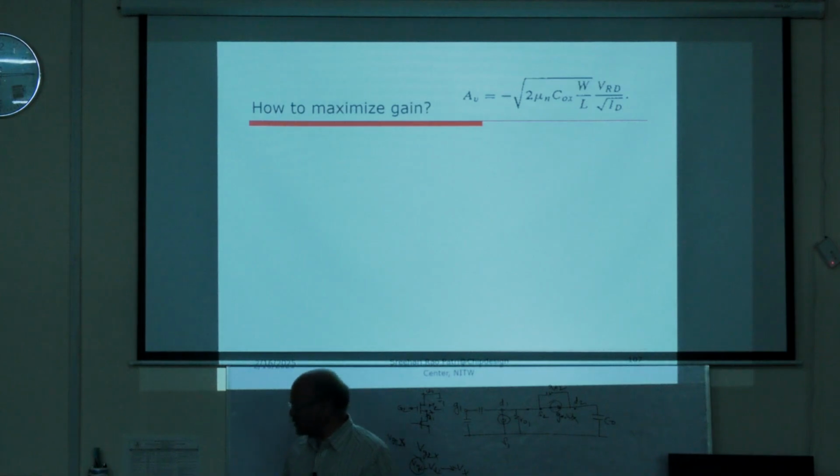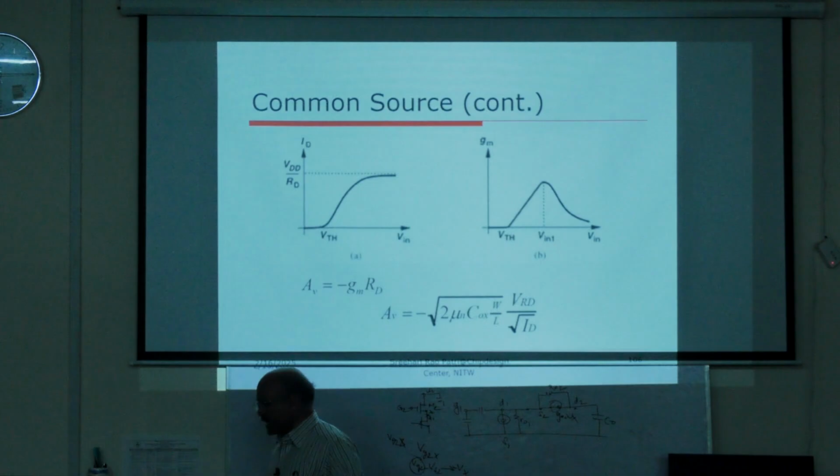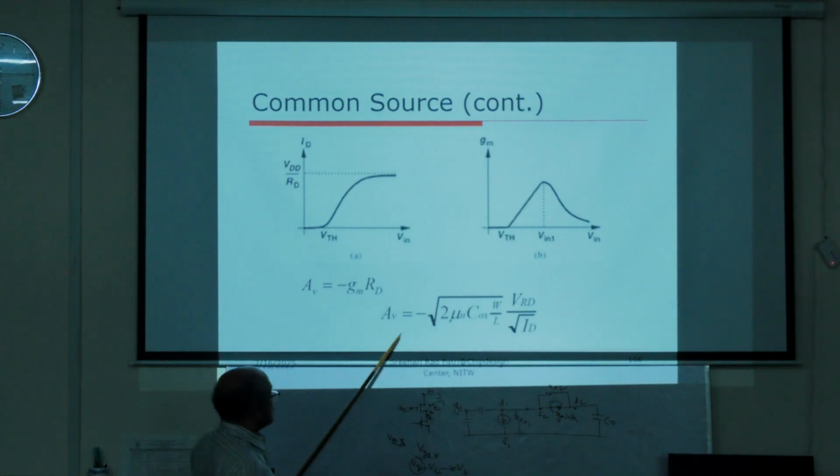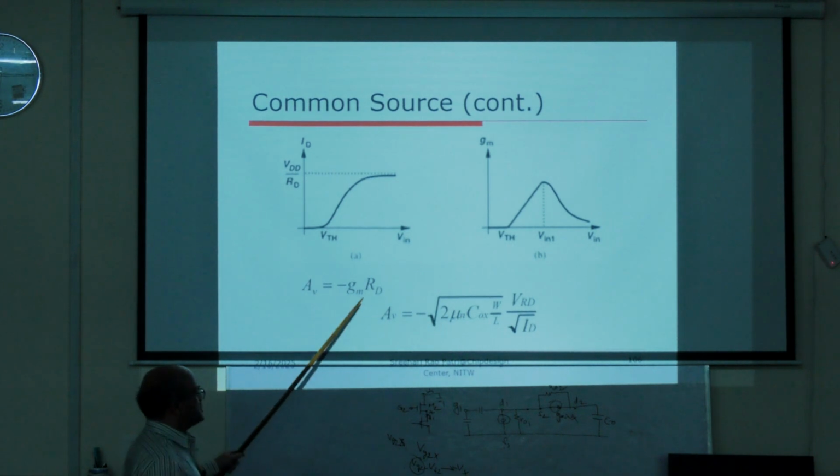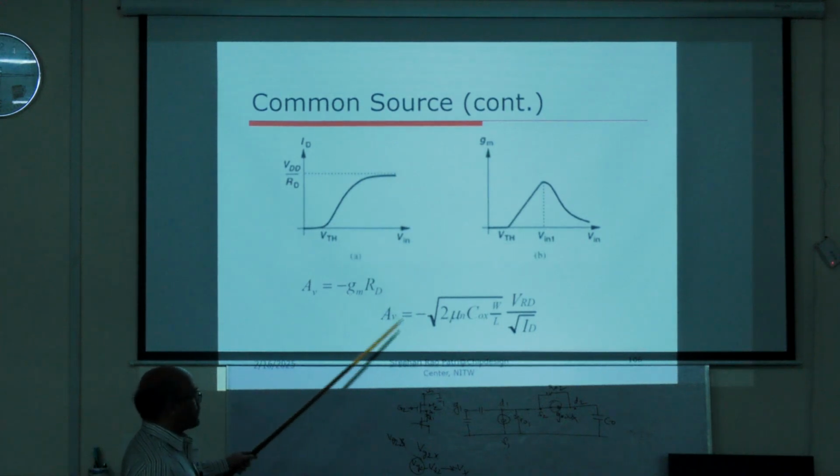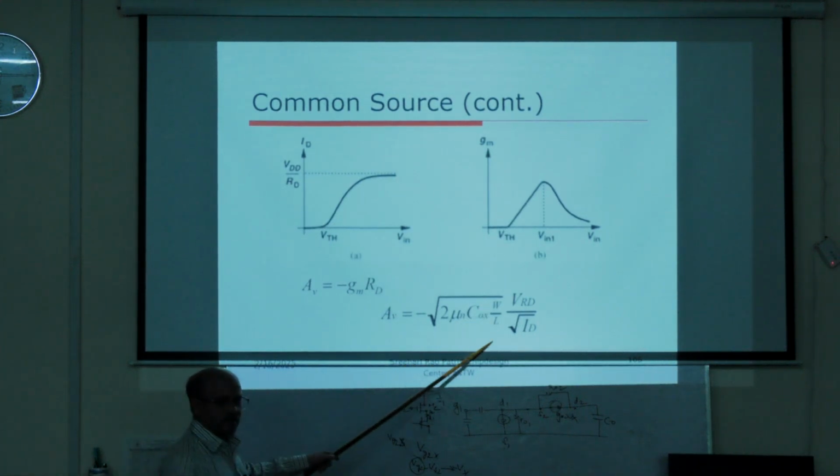So gain is equal to, how do you evaluate the gain here? Again, already I have just gm RD. So what I have is minus gm RD. gm is square root of 2 mu Cox W by L into ID, actually ID is there inside. So this is actually the gain. What is gain? Gain is minus gm RD, right? What is gm? gm is equal to square root of 2 ID mu Cox W by L, right?